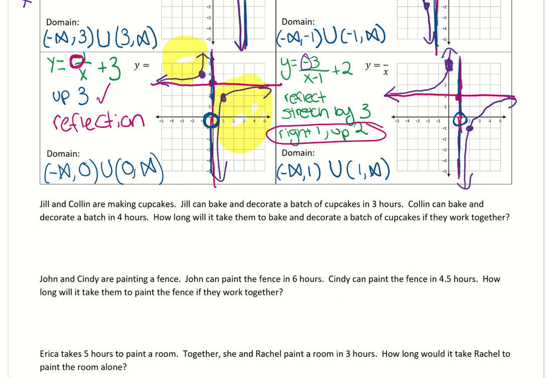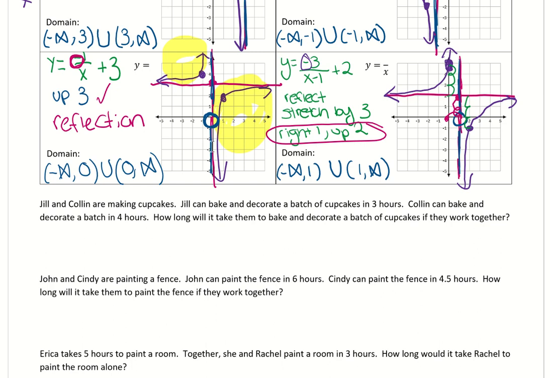So you can see that we've taken care of all the pieces. We see the reflection, it's flipped upside down. We see the stretch, it's 3 units tall instead of 1 unit tall. And then we see that it's moved to the right 1 and up 2, because normally our asymptotes intersect at 0, 0, but it's moved to the right 1 and up 2. So we've taken care of everything. So that was a crash course on graphing these.